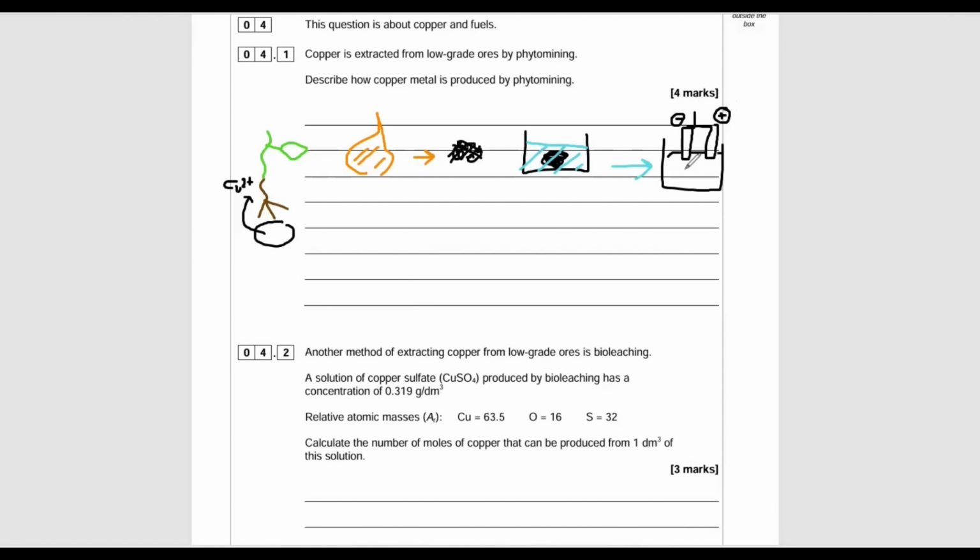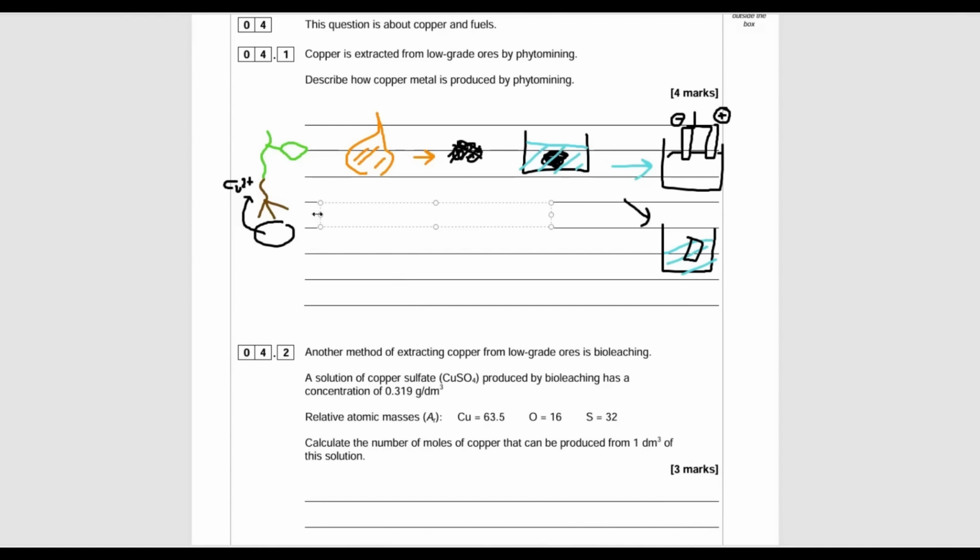There is an alternative. If you don't want to use electrolysis, you can alternatively stick an old piece of iron or scrap metal in here that is more reactive. You can put in a more reactive piece of metal, and we call this displacement. The more reactive metal will push out the less reactive metal, and you will get that metal out. So you can either do electrolysis or displacement. Don't ask me how that looks like displacement, but there we go.